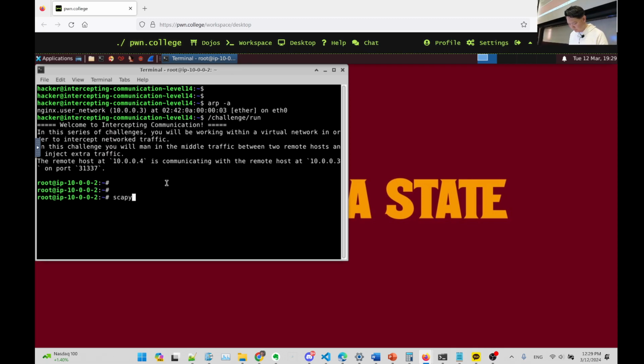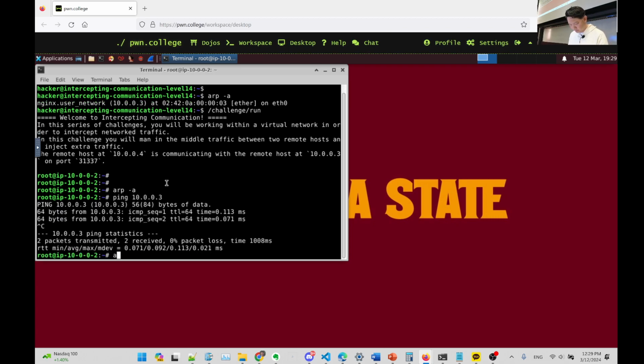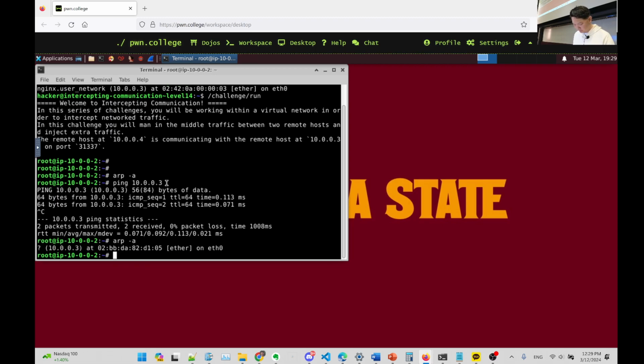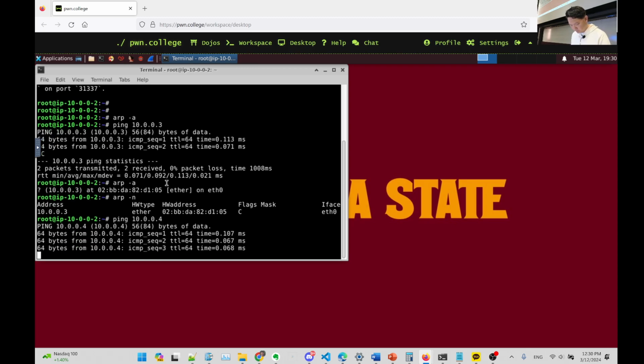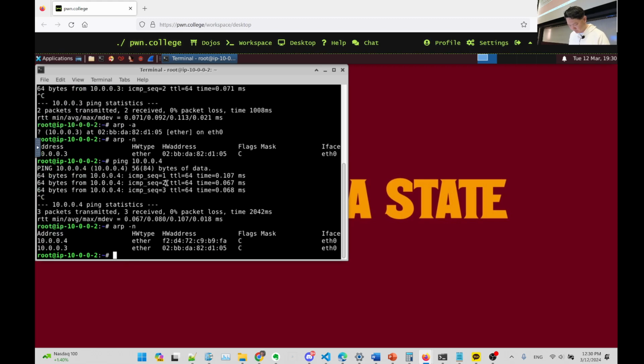So let's see Scapy. IP. No, right? So let's ping 10.0.0.3. After these connections, let's check the ARP cache again. Yes, it has a cache entry, 10.0.0.3. I need one more ping, 10.0.0.4. Okay, so let's check the table again. Yes, it has two IPs and MAC addresses.